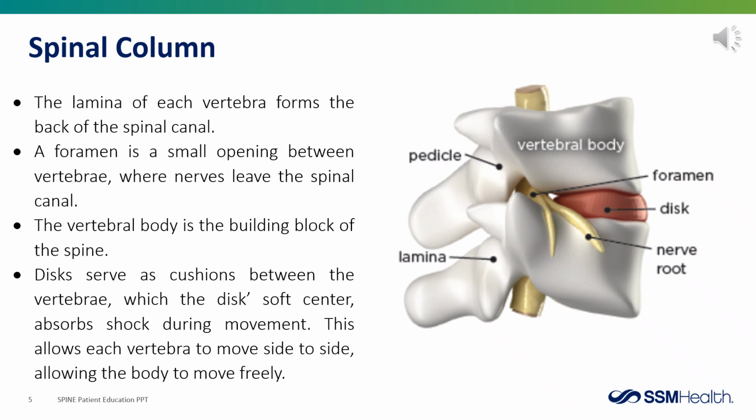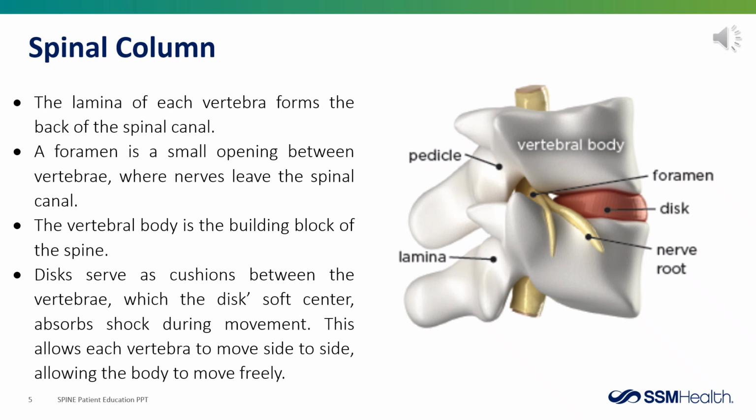Let's break the spinal column further down from there. Please refer to the picture on the right when we're discussing each section. The lamina of each vertebrae forms the back portion of the spinal canal. Your surgeon may perform a laminectomy, where they're removing a partial piece of this bone or the entire bone. A foramen is the small opening between the vertebrae where the nerves leave the spinal canal. You may hear your surgeon say you have foraminal stenosis, which is narrowing of that foraminal hole where those nerves come out.